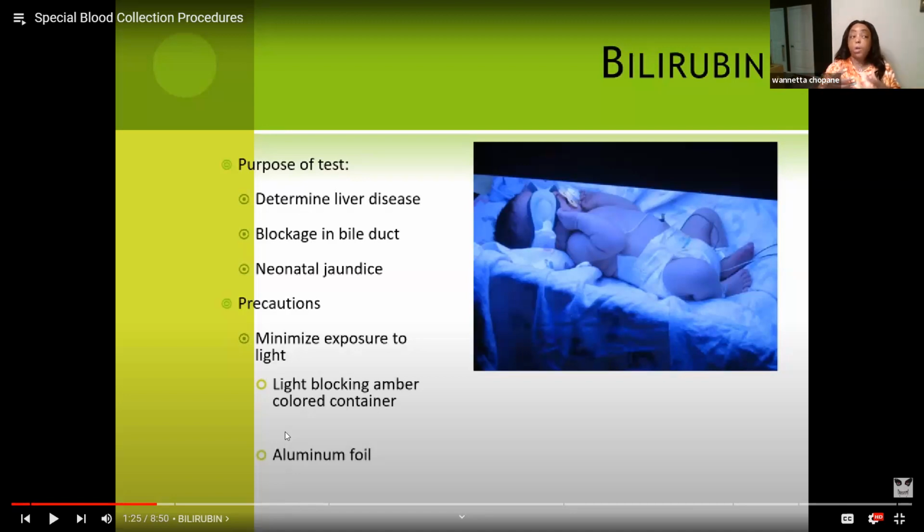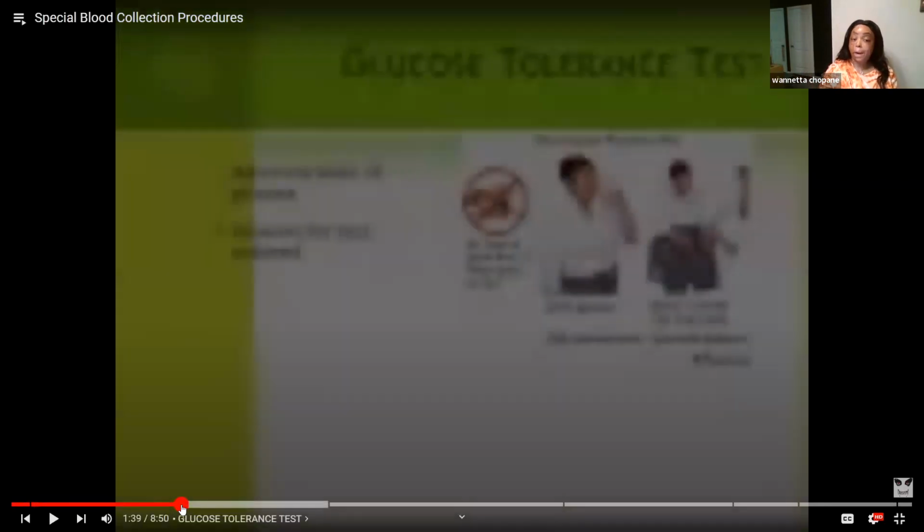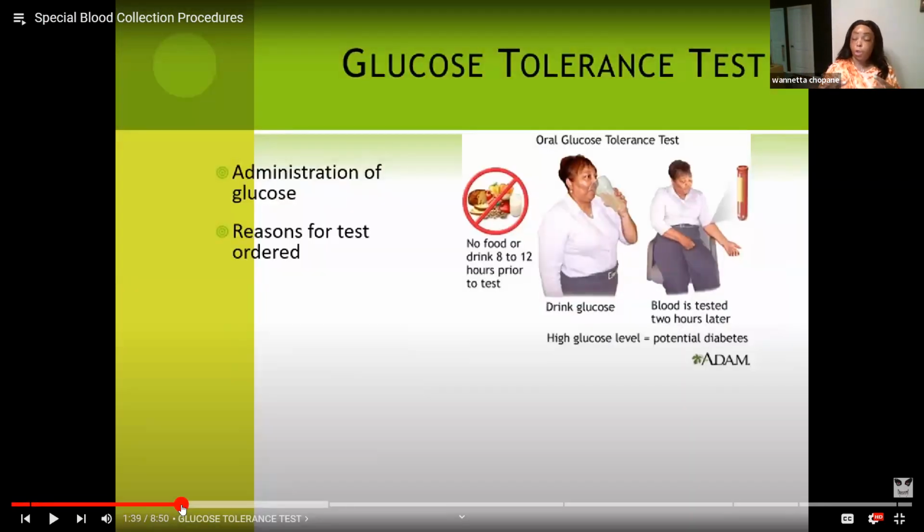Just know that if they are using some type of foil paper, they're protecting that specimen from light. Okay, but just keep that in mind. That's what I need you to remember about bilirubin. As a phlebotomist, you need to know that once you package it up and transport it, it needs to be protected from light.